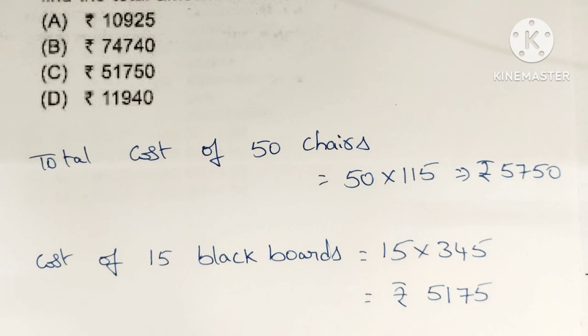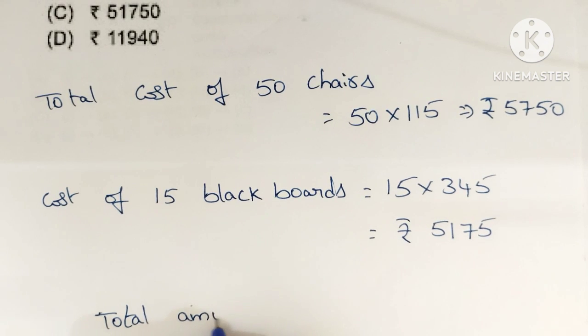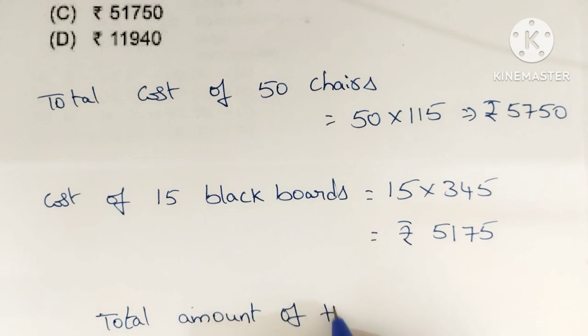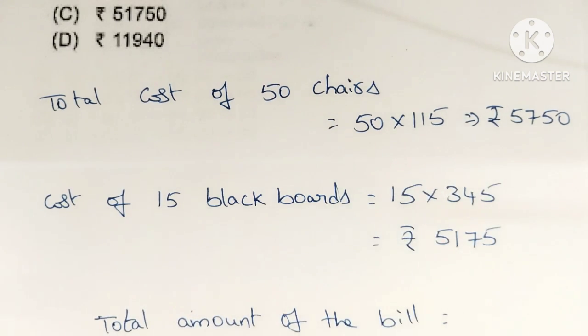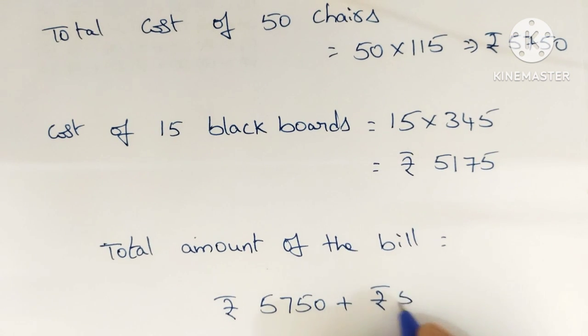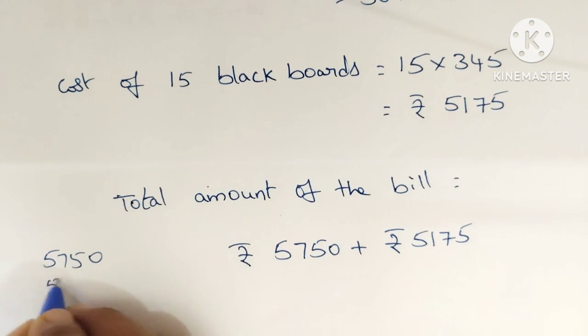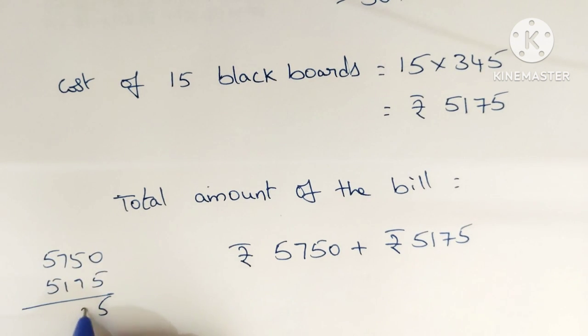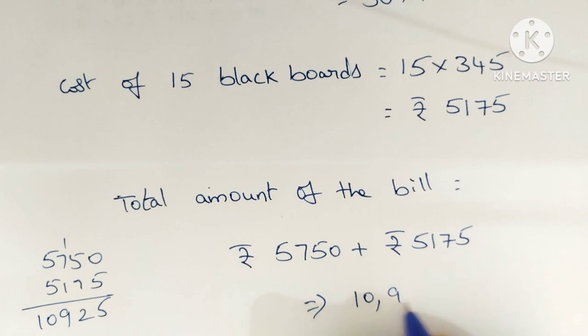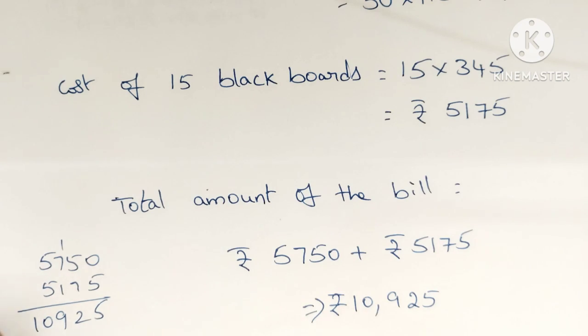So total amount of the bill is equal to rupees 5750 plus rupees 5175, which is equal to 5750 plus 5175: 5, 12, 1, 9, 10, which is equal to 10,925 rupees. Option A is the correct one.